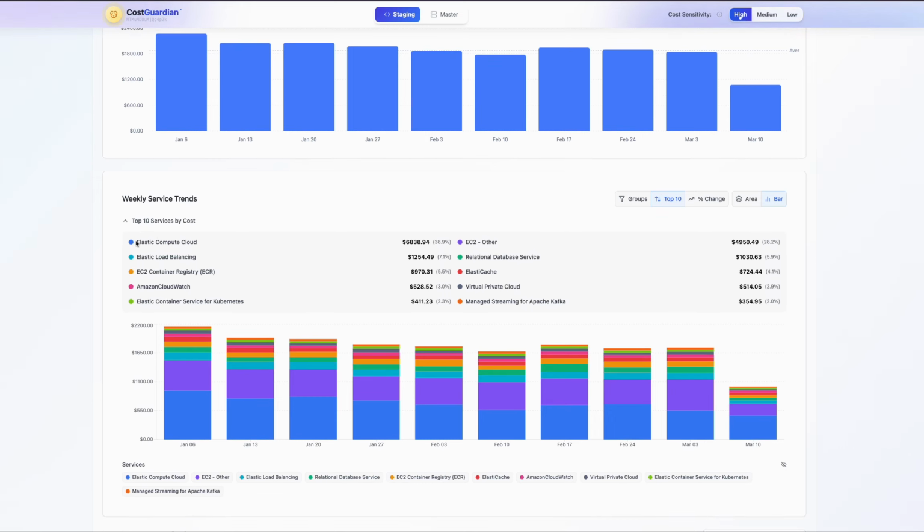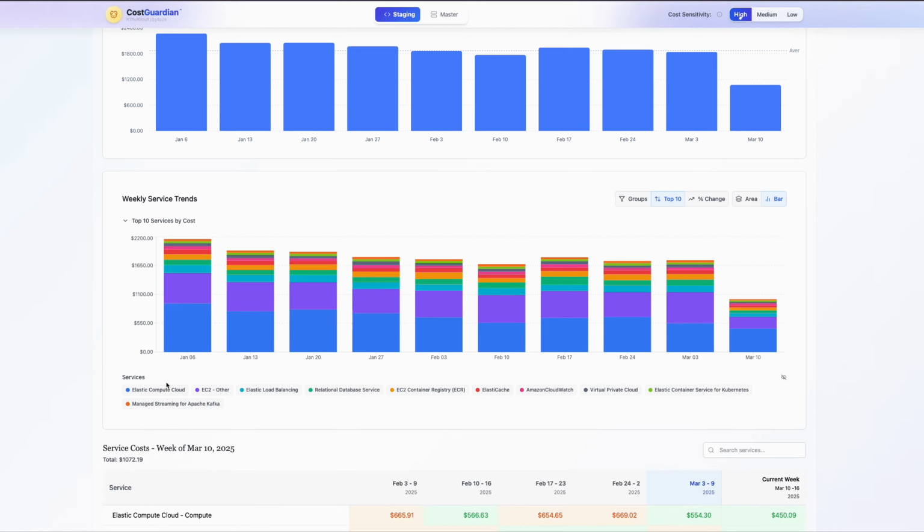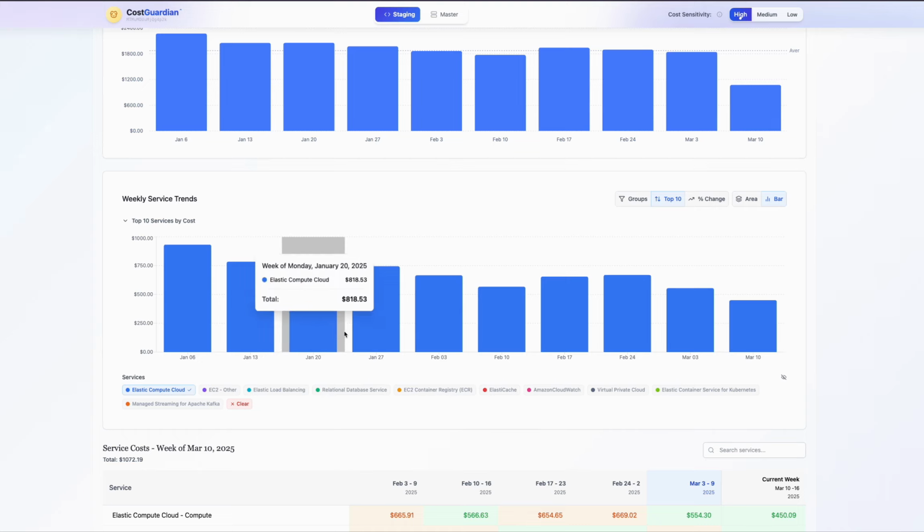So in this case, EC2 compute has cost you around $6,838. That's around 40% of the total cost. If you look at only the top 4 major services, they contribute 80-85%. So this helps you understand your top 10 services and the current pattern of spending on them.